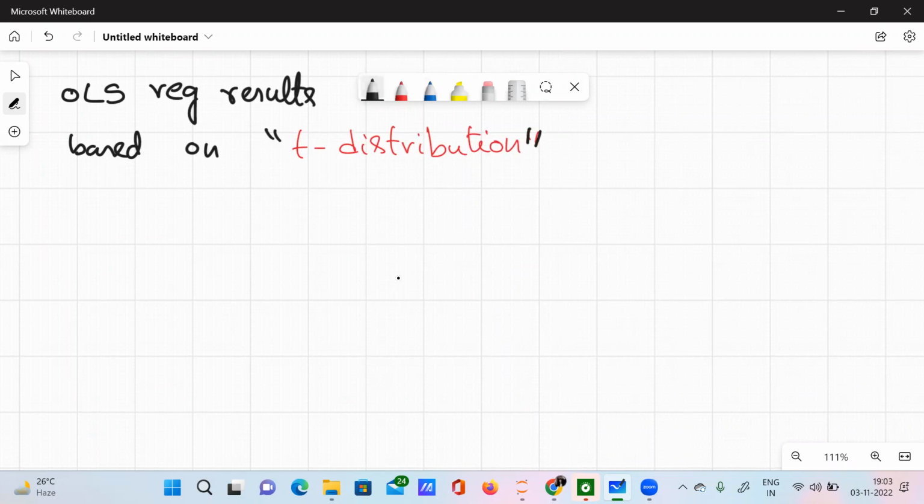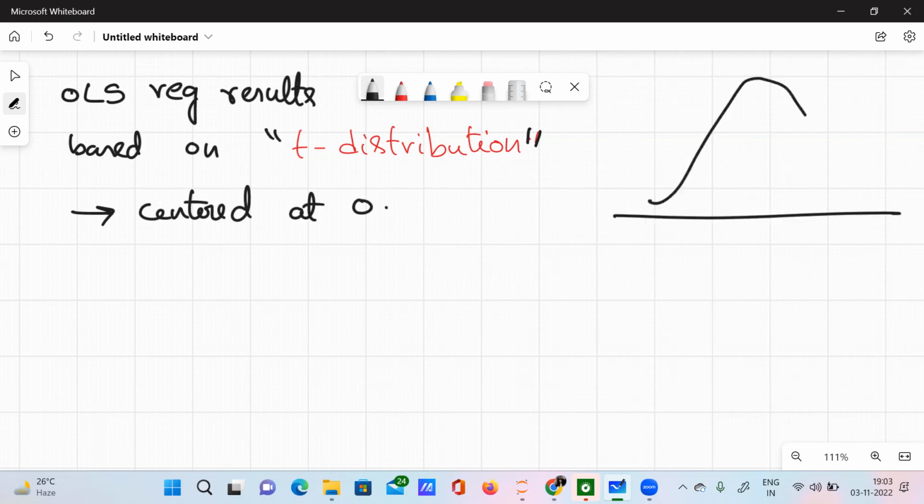So what is meant by the t distribution? The t distribution is similar to the normal distribution, which is centered at 0. It would have a similar kind of bell shape, and the mean of this distribution would be 0, mean equal to 0. It will have a bell curve here.